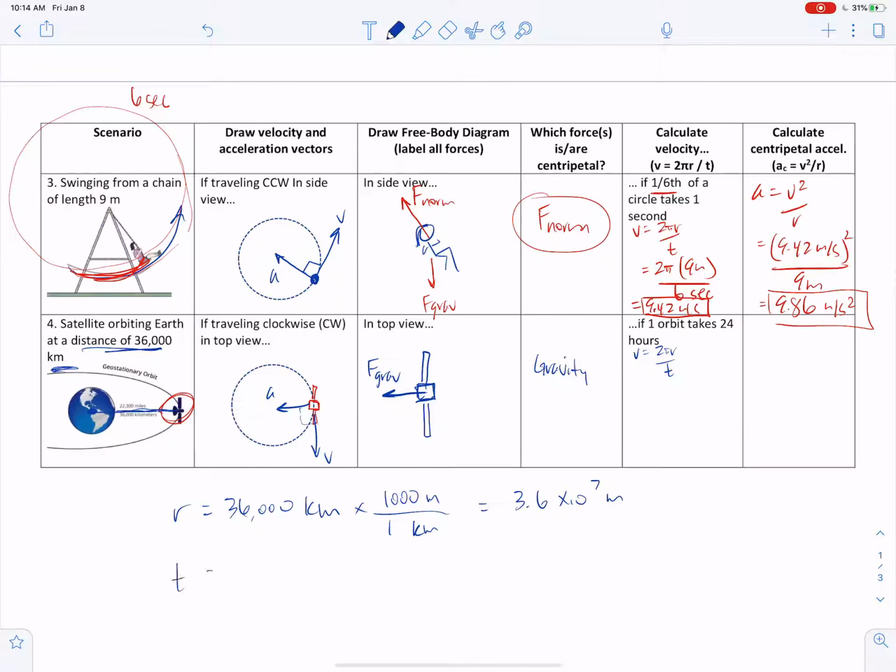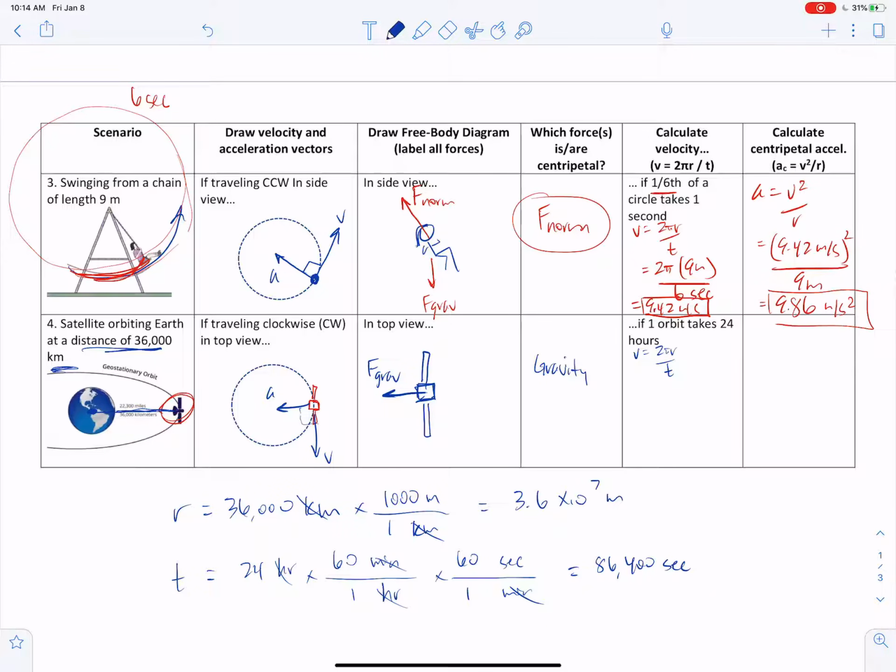So the time is 24 hours. There are 60 minutes in 1 hour. So hours goes away. And I probably could have shown that up here too. And then we want to go from minutes to seconds. There are 60 seconds in 1 minute. So now minutes go away. Okay, so there are 86,400 seconds.